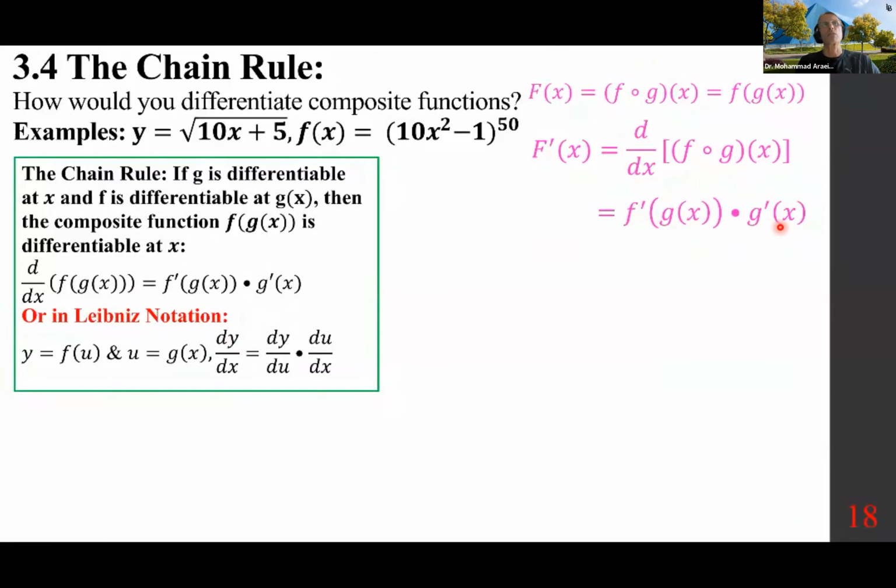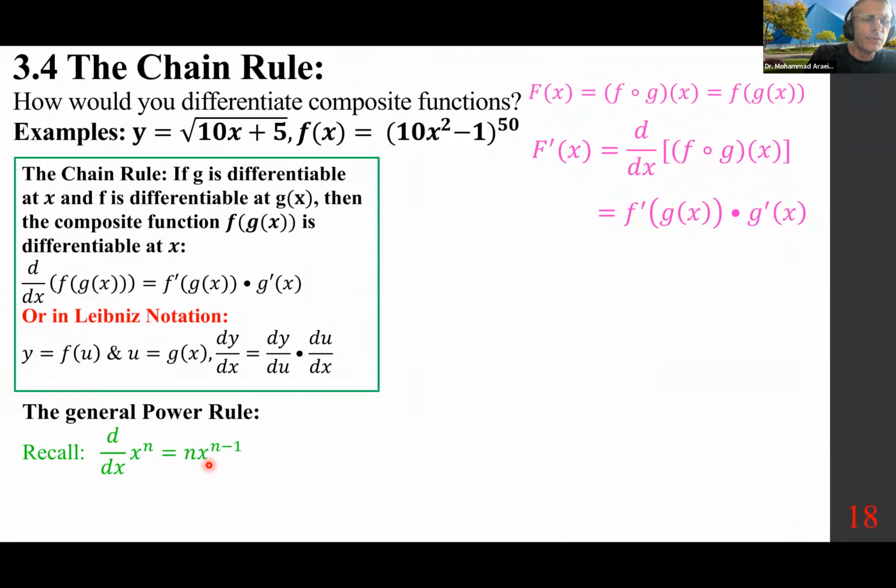Okay? So, for example, everybody is familiar with the power rule, where d/dx of x to the power of n is n x to the power of n minus 1. Notice, if you think of x as the inner function in a sense, the derivative of x is 1. Now, if instead of x, I have g of x to the power of n, what happens? Following this concept, n times g of x to the power of n minus 1.